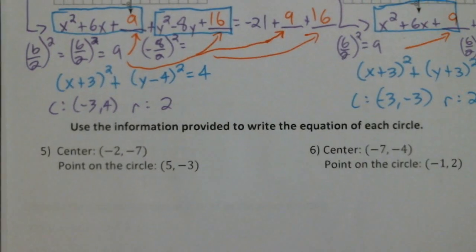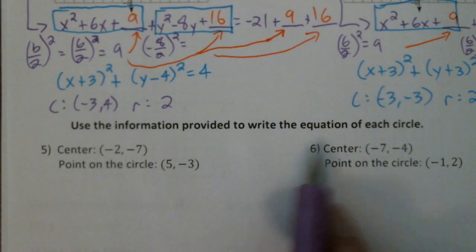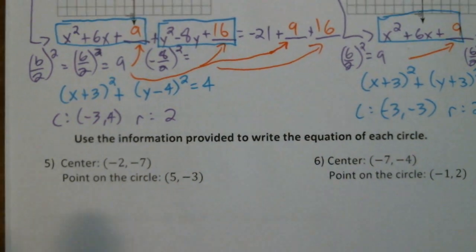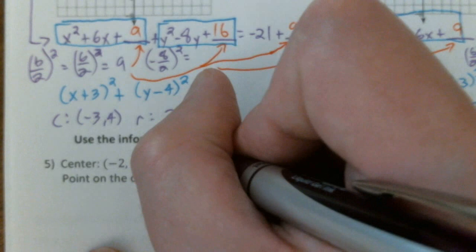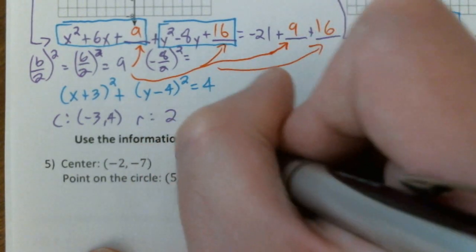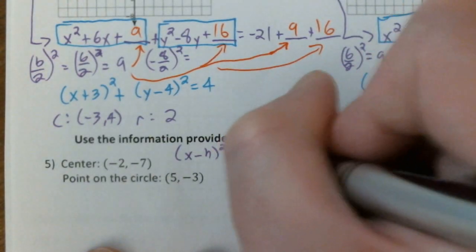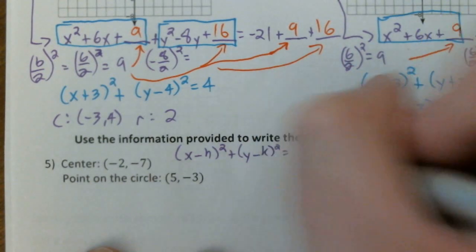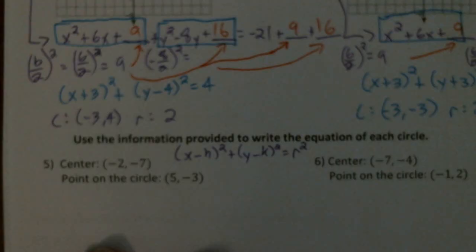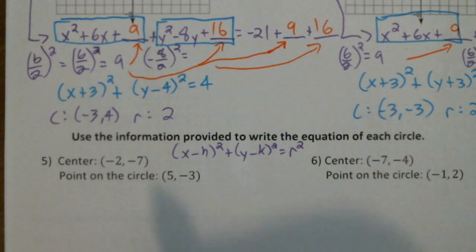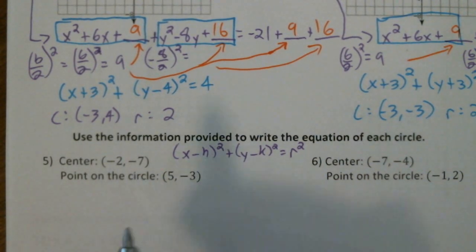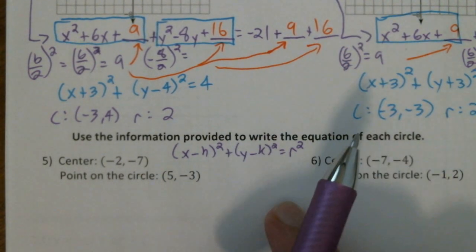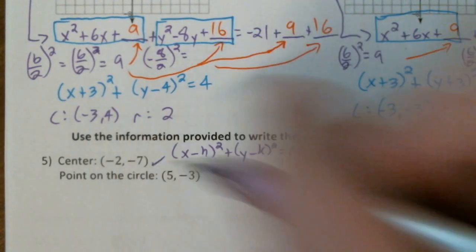Okay, so at the bottom here, we've got use the information provided to write the equation of each circle. Okay, so let's write this down again one more time. (x - h)² + (y - k)² = r². Okay, so what two things do we need, guys? We need the center, we need the radius. Okay, I got the center, check. But I need the radius.